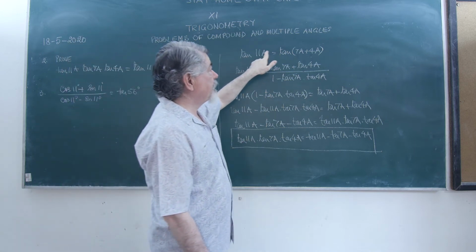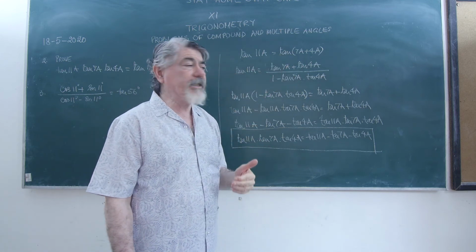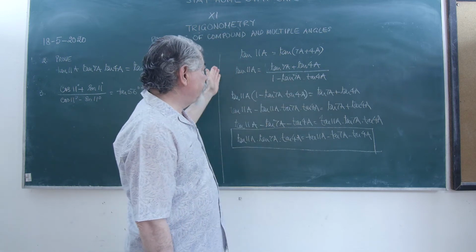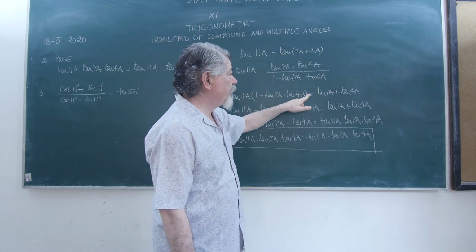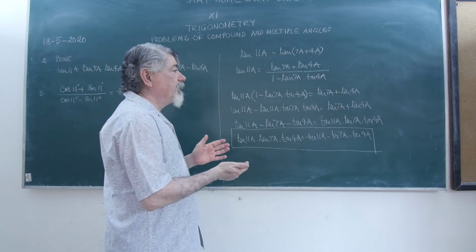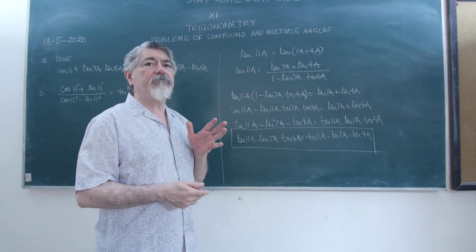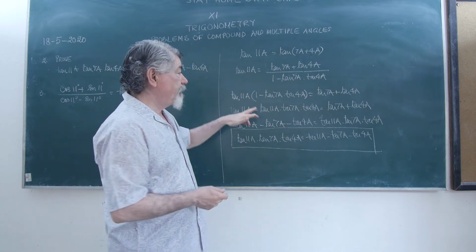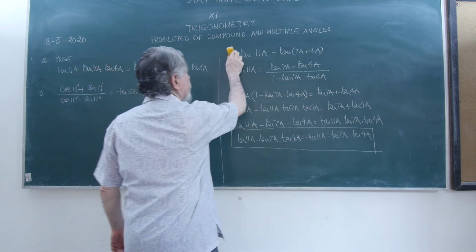So tan 11A is tan of 7A plus 4A. Then we applied the formula of tan of A plus B, tan A plus tan B upon 1 minus tan A tan B. When we cross multiply, tan 11A into 1 minus tan 7A tan 4A is equal to tan 7A plus tan 4A. Then we open out the bracket and we try and manipulate. As we said in the very beginning, trigonometry is manipulation. It is to manipulate things in the desired form. We have been able to achieve what we wanted to achieve. Now let us see the next question.